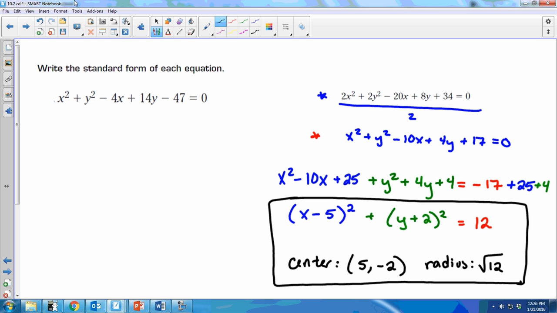Put the answer on the screen when you're finished. You can check. If you have questions, this would be the time to ask me. Any questions about how I got the standard form equation or how I found the center and the radius?